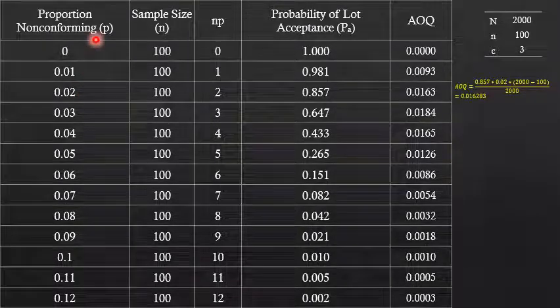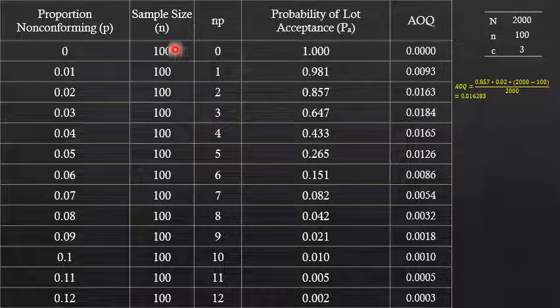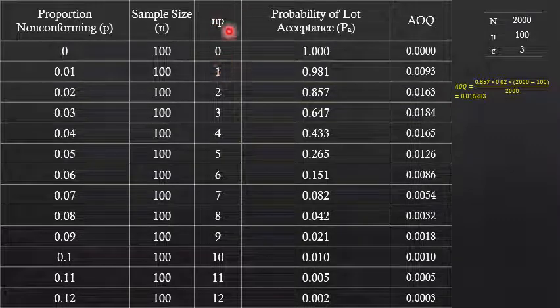So now we prepare this table. In this table, first we assume the historic probability of the defects, or the proportion of non-conforming, that is small p. Here I assume this probability as 0, 0.01, and up to 0.12, and the sample size small n is given in the question. Then we calculate np, n multiplied by p, and we get this value.